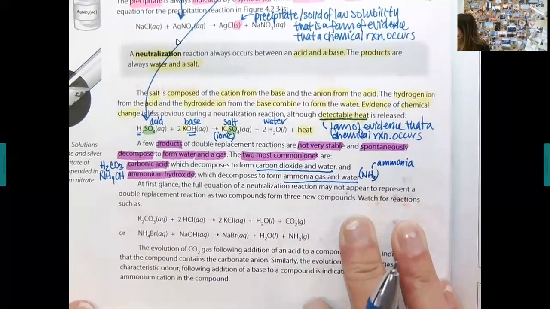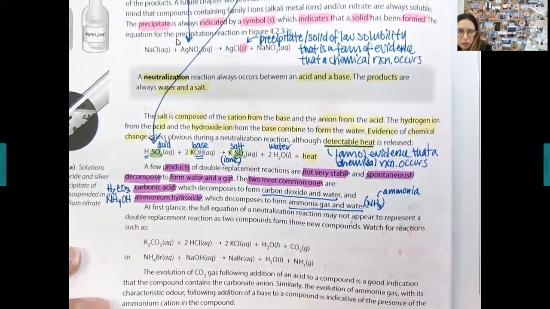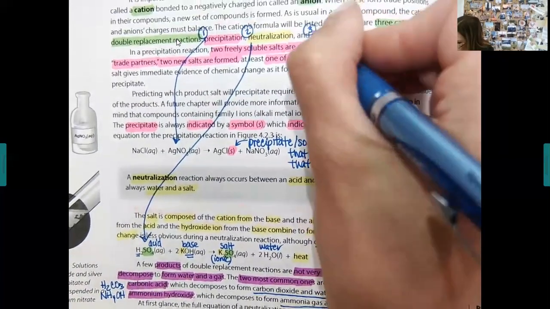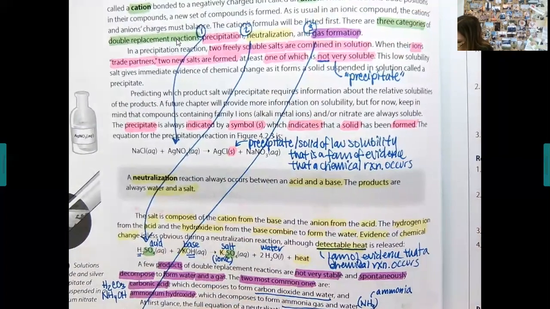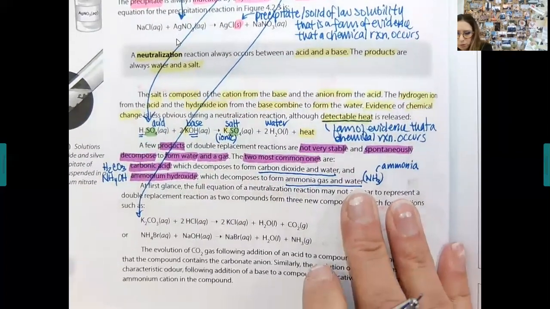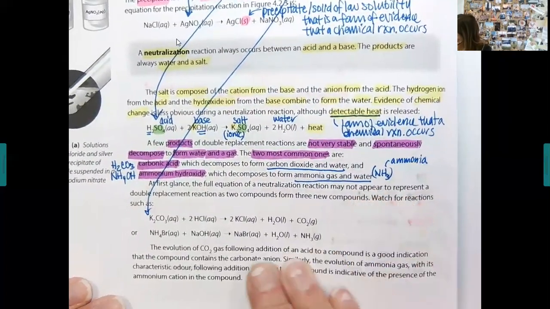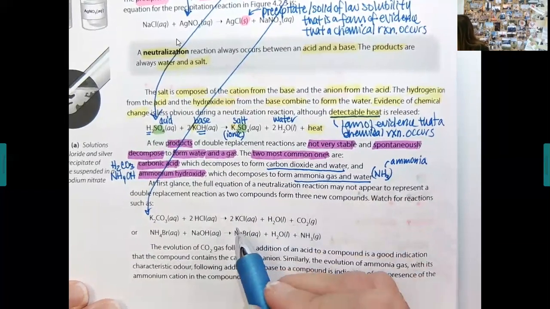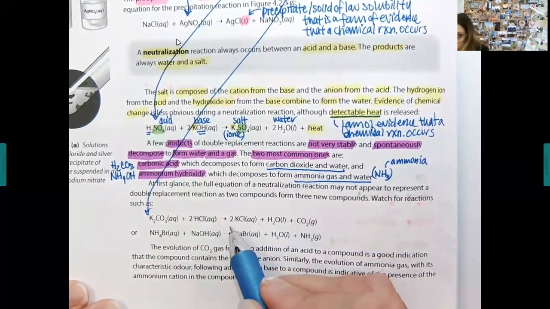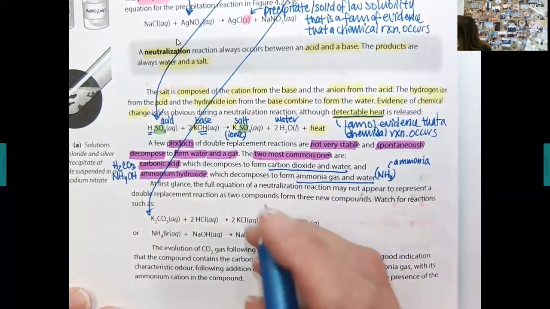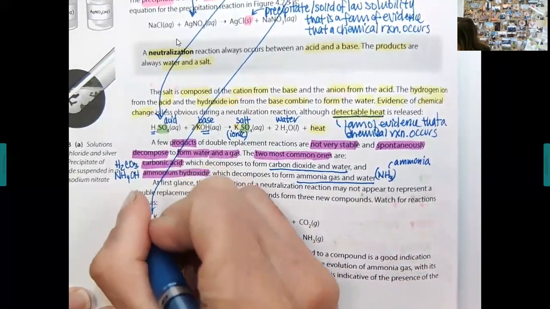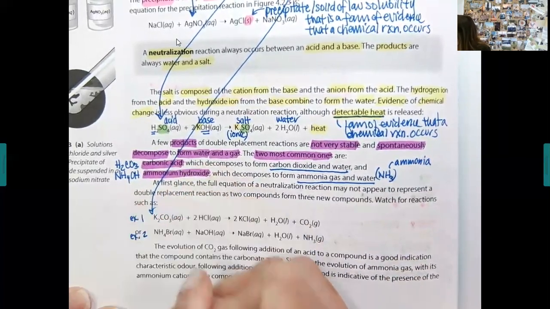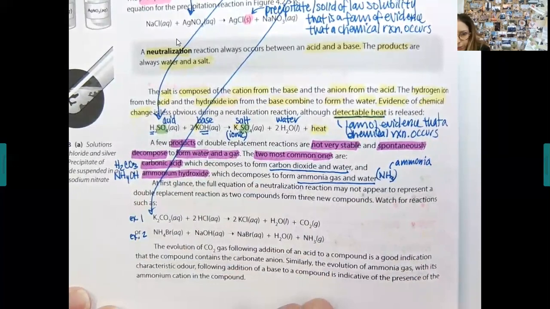Okay, so these are the gas formation reactions. I'm just going to draw an arrow and take this, and come down here. Now let me show you these two examples. This would be example number 1, and this would be example number 2 for our gas formation.